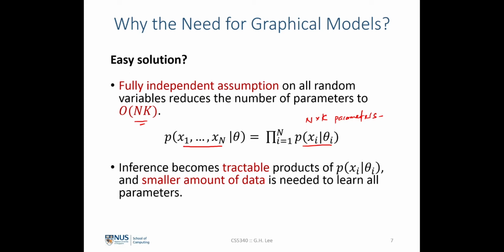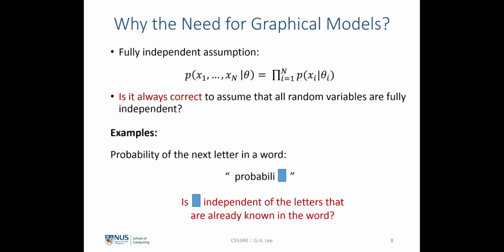And in this case, since n multiplied by k is a lot less than k to the power of n, which is the fully correlated case, this means that inference would become more tractable and a smaller amount of data is needed to learn all the parameters. But the question is, is it useful at all to assume that all the random variables are fully independent, despite ending up with a much more tractable inference and learning solution?